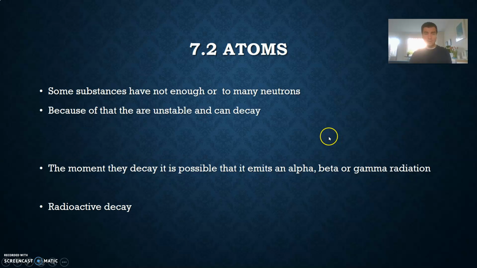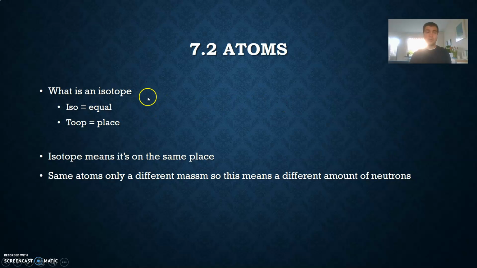Well, for now, we've discussed that some substances have a different amount of neutrons, and the different amount of neutrons is called an isotope. The term isotope is from, I thought it was Greek. Iso actually means equal, and topos is from place. So that means isotope is the equal place or the same location. So it's the same atoms, only a different mass.